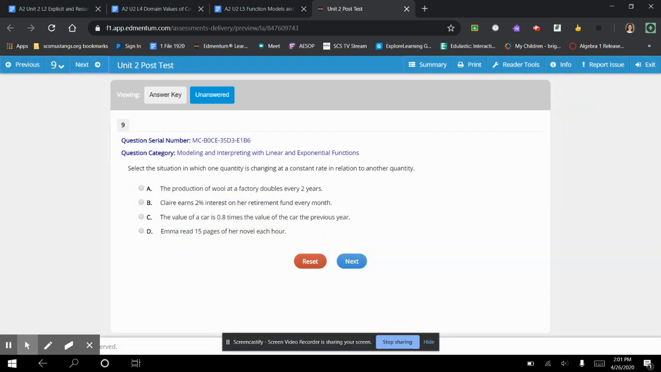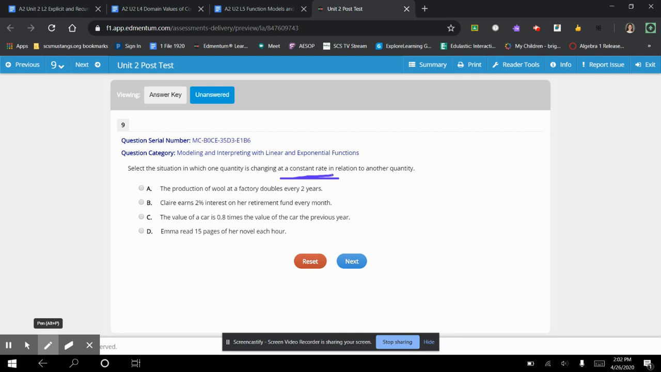Looking at 9, select the situation in which one quantity is changing at a constant rate in relation to another quantity. So for this one, we're looking at a constant rate, meaning no matter what happens, what year it is, it's always going to be increasing or decreasing by the same exact value. So you'll be able to put your finger on it and say, this year was 5, and this year was 5, and this year was 5, whatever's going on. And it's not going to be like, well, because last year was this, it's going to be this. So we're looking for a constant rate.